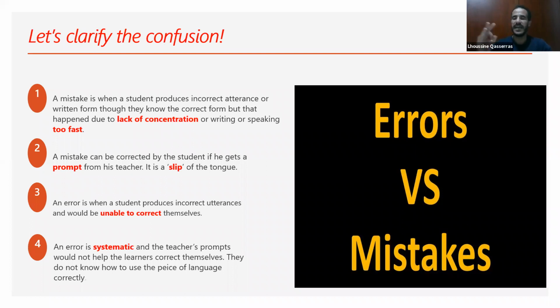This is an error. So a mistake is not systematic, but an error is systematic. A mistake, you know about it. There is knowledge about the structure. But an error, there is lack of knowledge. You don't know the rule. Clear so far about the two?